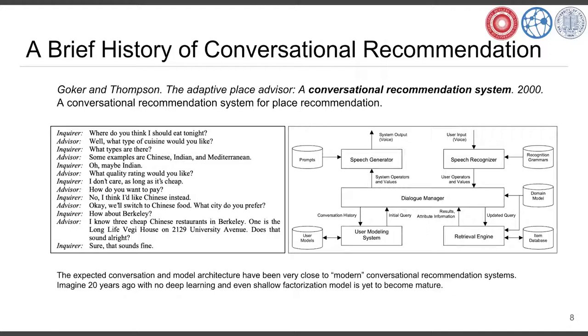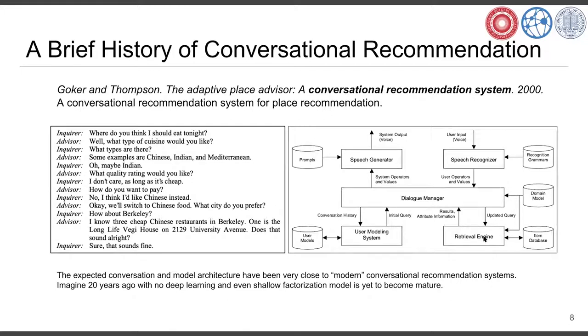These two figures come from the above paper. On the left side, this is an example conversation described in the paper. And on the right side, this is the architecture of the proposed system. We can see that the expected conversation and the model architecture have been very close to modern conversational recommendation systems. For example, on the right side, we have a dialogue manager, and we have a speech recognizer and a speech generator, which correspond to natural language understanding and natural language generation components in modern conversational recommendation systems. And of course, we have a user modeling subsystem and a retrieval as well as a recommendation subsystem.